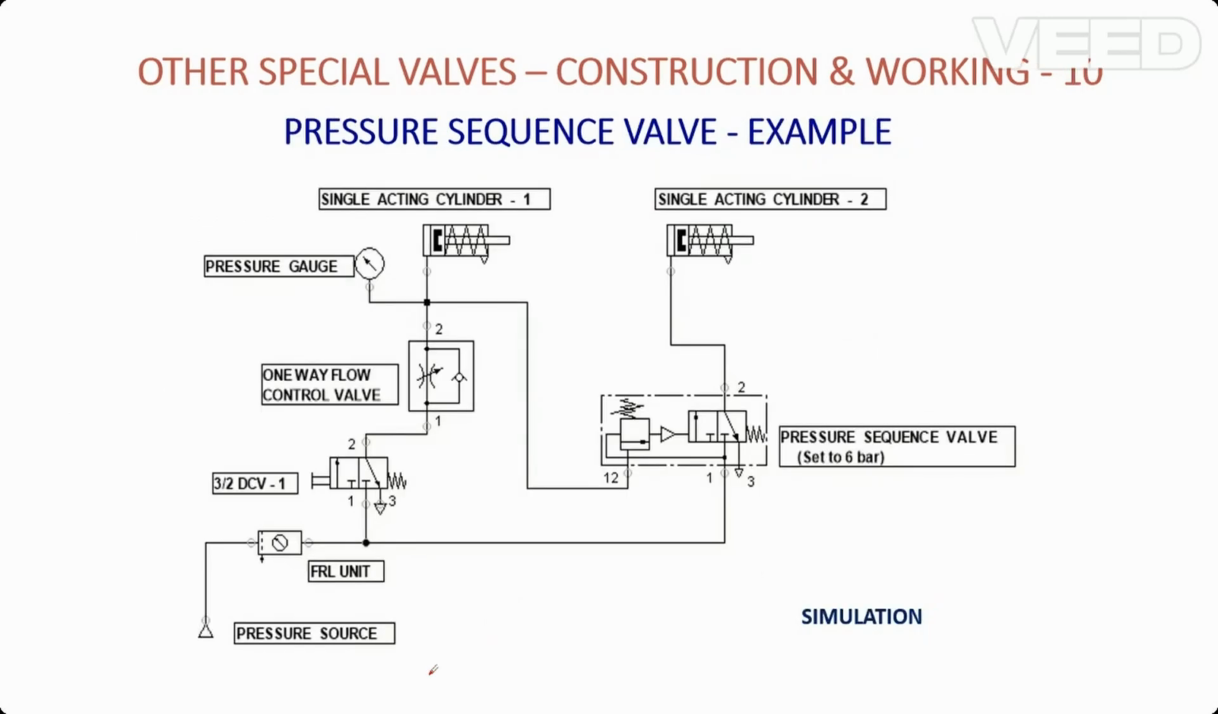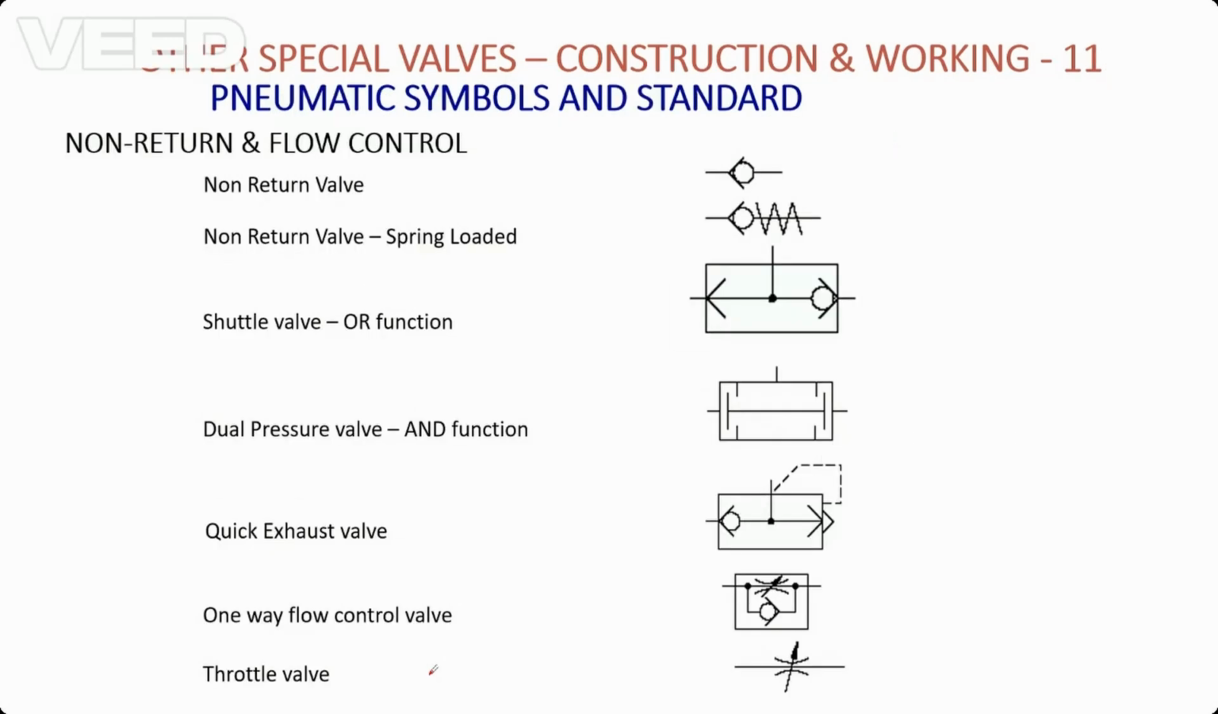This we usually use for sequence of operations, like if we have two cylinders one after the other. If cylinder A and cylinder B, cylinder 1 and 2 need to work, firstly cylinder 1 can be extended and then cylinder 2 can be extended. So this is how it works. Till now we have seen the important ones. Next, what we have here are the most commonly used types of valves. First one we have is the non-return valve. Sometimes we call it a check valve also.